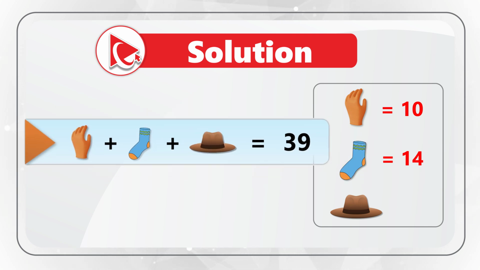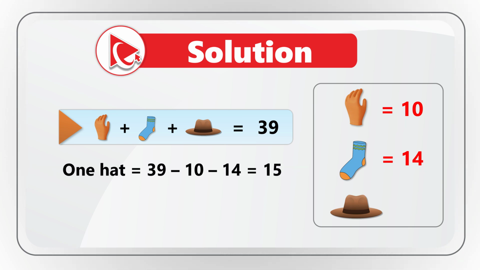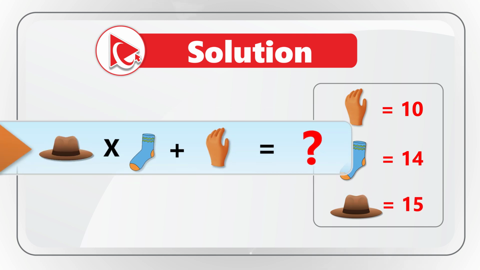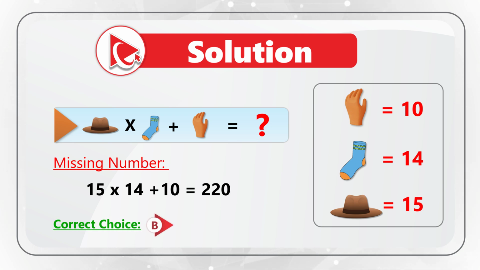Let's go to the third expression. 1 glove plus 1 sock plus 1 hat equals 39, so we can calculate the value associated with the hat. It equals 15 because 39 minus 10 minus 14 equals 15. Now we are ready to calculate the missing number. To do that, we need to multiply 15 by 14, add 10. This is the value of hat multiplied by the value of sock plus the value of glove. So the correct answer here is choice B, 220.